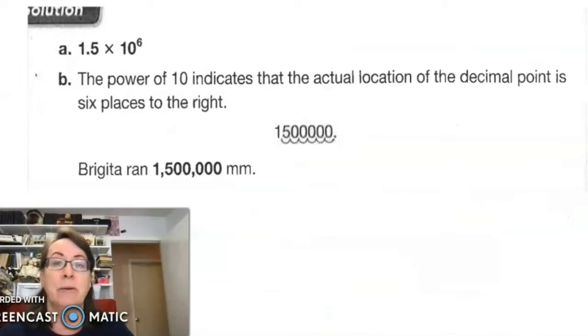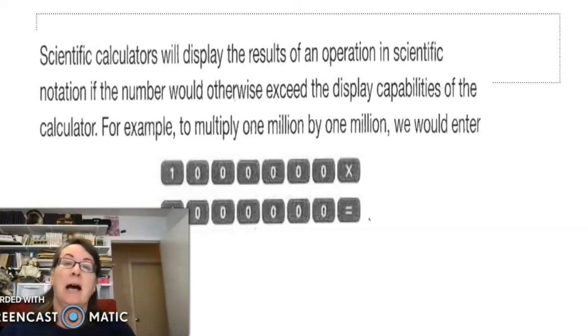And here they're showing you example 2 just the way that we did it. So now let's look at this. Scientific calculators will display the results of an operation in scientific notation if the number would otherwise exceed the display capabilities of the calculator. For example, to multiply 1 million by 1 million, we would enter 1 million times 1 million equals, okay, but that number is bigger than the display on the calculator will display. So let's think about this.